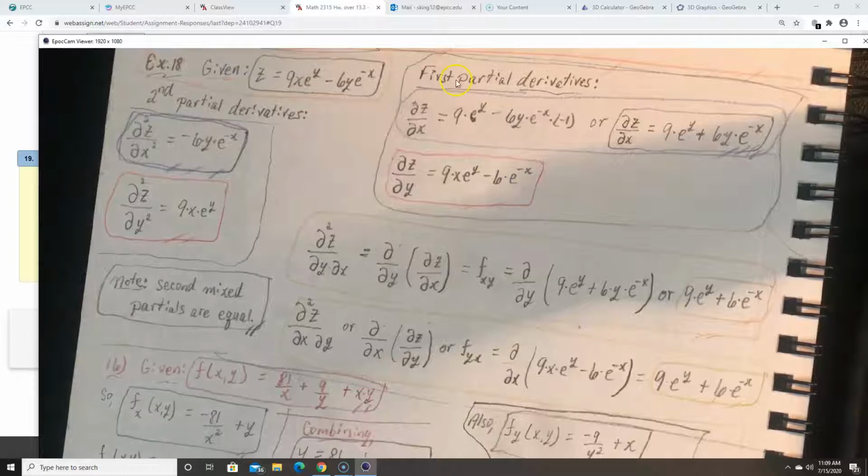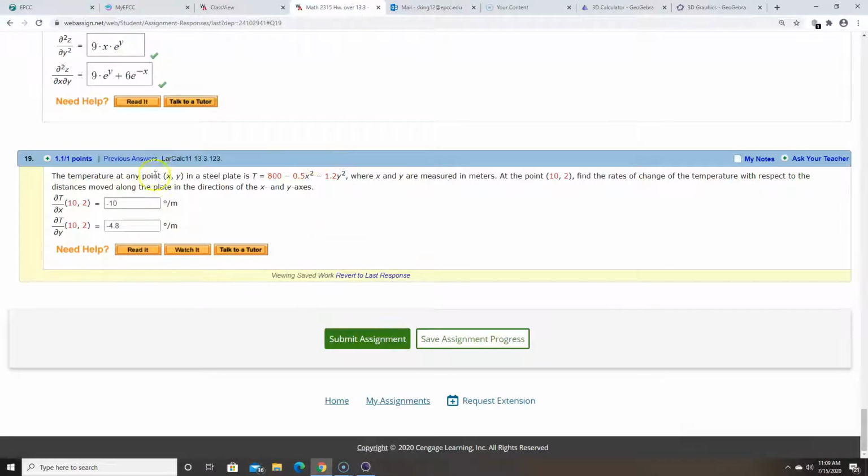now number 19, they give us a two-variable function with respect to x and y, and then they put it in context of something. They're saying that there's a steel plate. They don't tell us where this steel plate is, and has it just been removed? Is it in a furnace? Did they pull it out of a furnace? Who knows? They don't tell us. And then they place the origin somewhere on the steel plate.